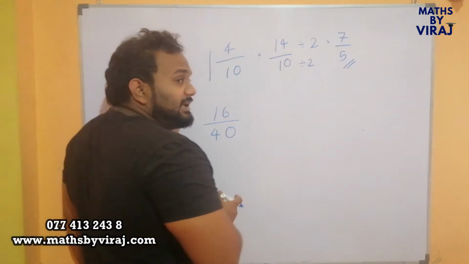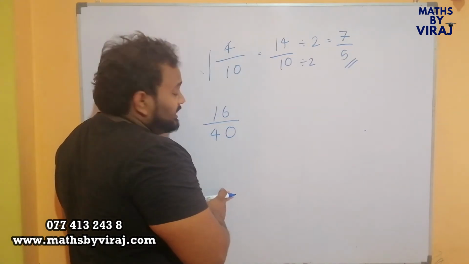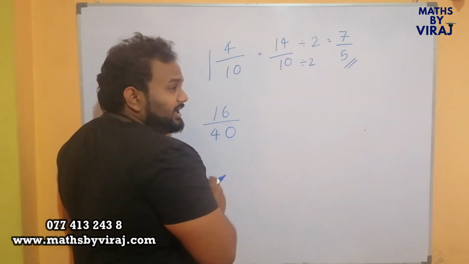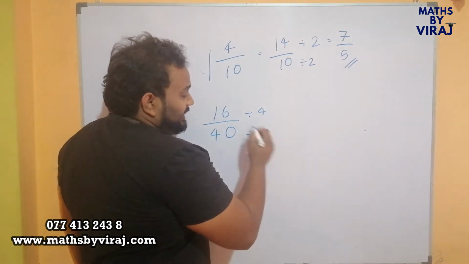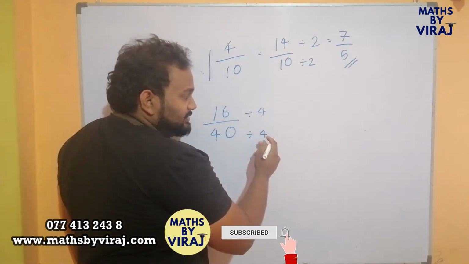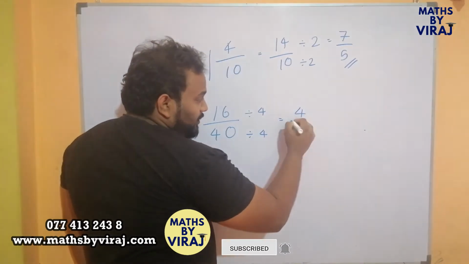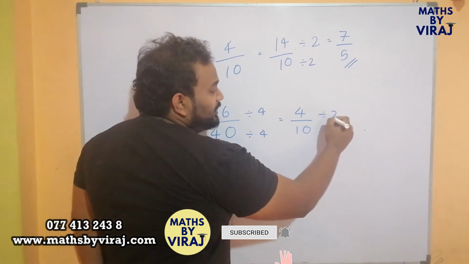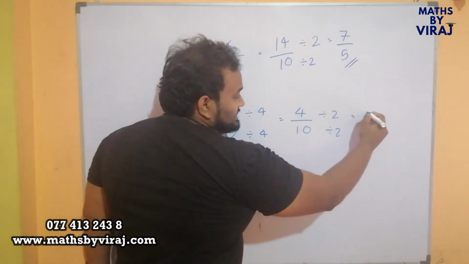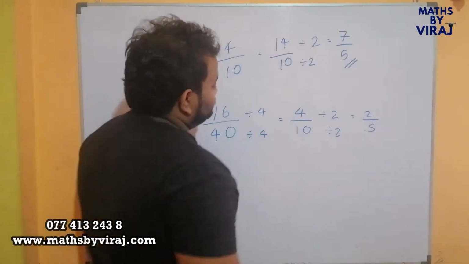Likewise, if you get some random numbers such as maybe 16 over 40, you see that this can be not only divided by 2, it can be easily divided by 4. If I divide the top by 4, I should divide the bottom also by 4, which gives me 4 over 10. And now this can be further divided by 2, which is 2 over 5.